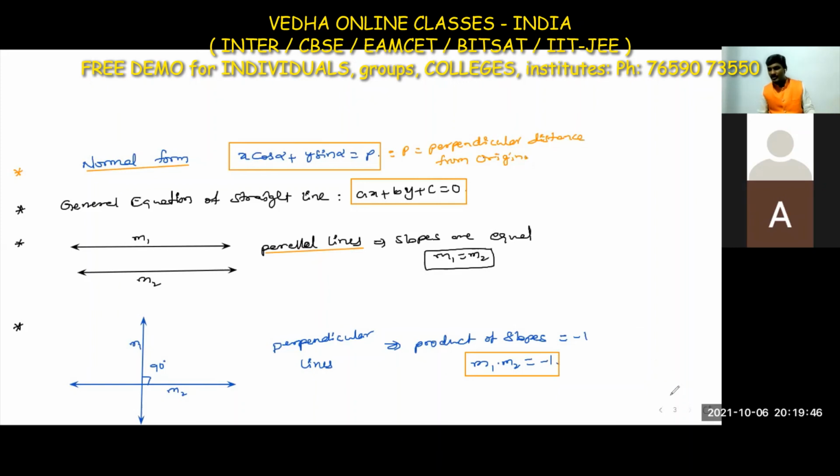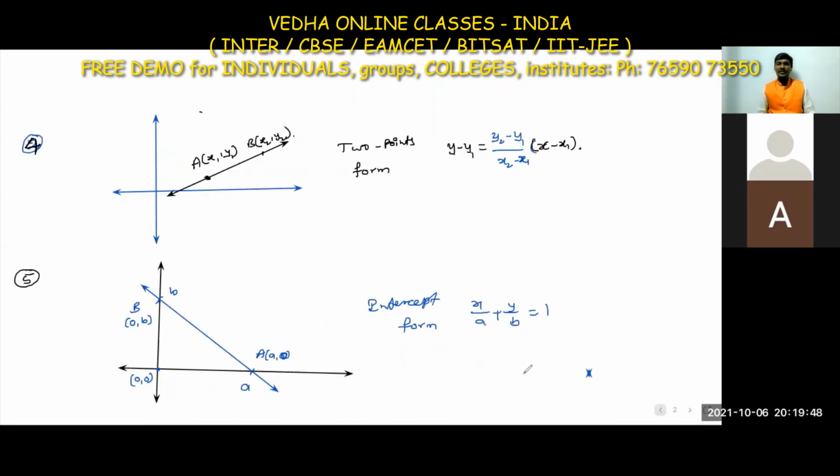Okay, the formulas are very important for this. Just tell me once again, what is the intercept form? Intercept form: x by a plus y by b is equal to 1. Once again, x by a plus y by b is equal to 1. Very good.